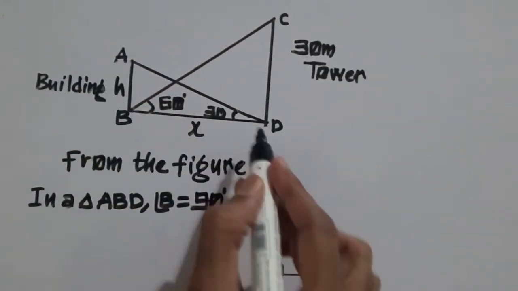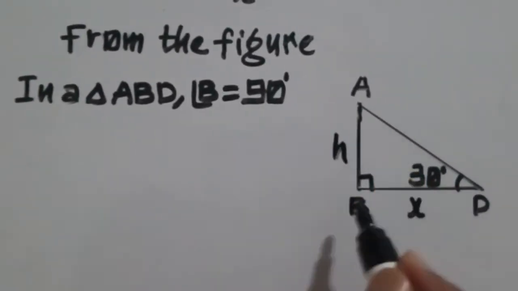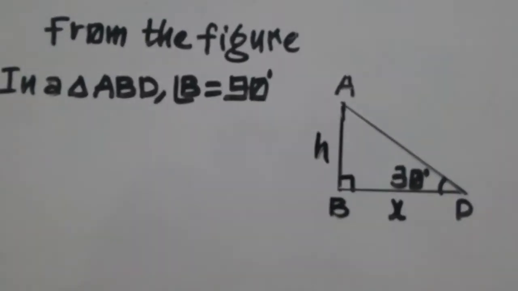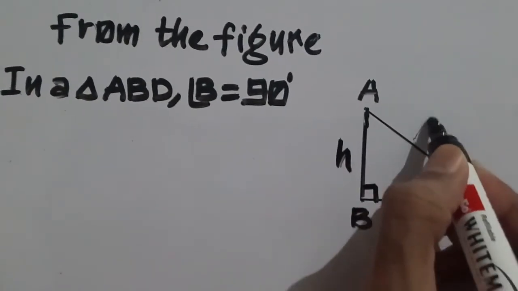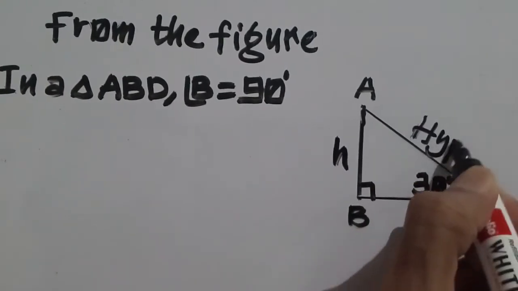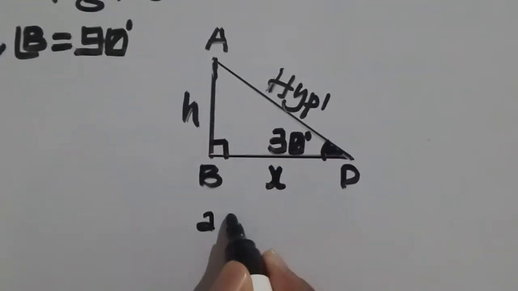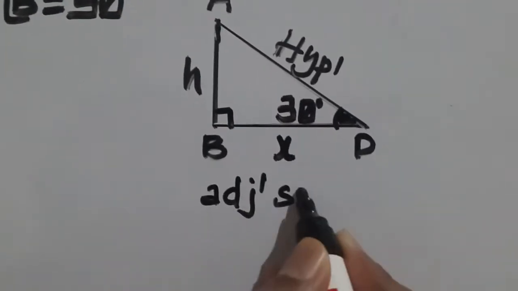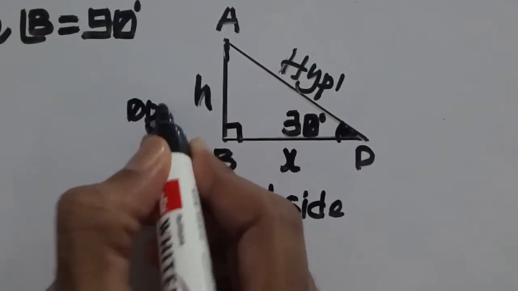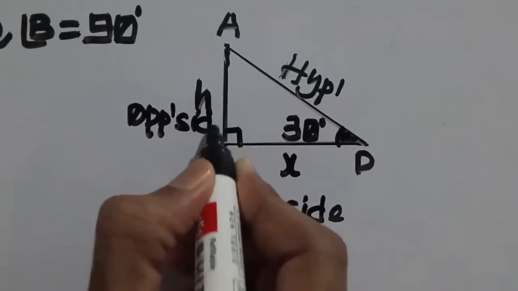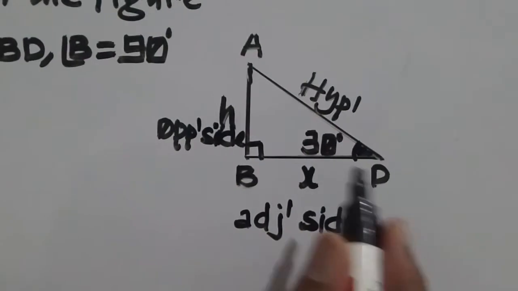Now by taking triangle ABD, I am drawing a separate figure from the main figure. In triangle ABD, angle B is equal to 90 degrees. Here the longest side is the hypotenuse. The side beside the hypotenuse is called the adjacent side, and the other side is the opposite side. Now we'll take tan theta, where theta is 30 degrees.